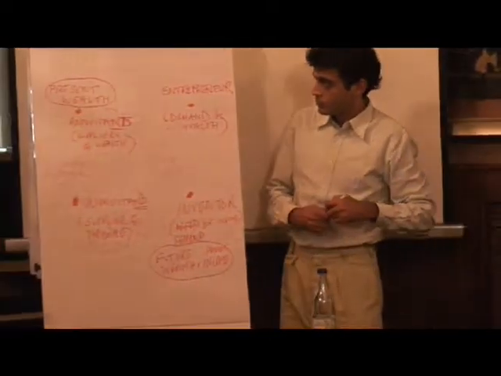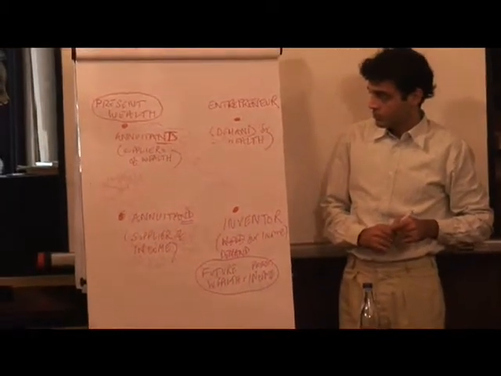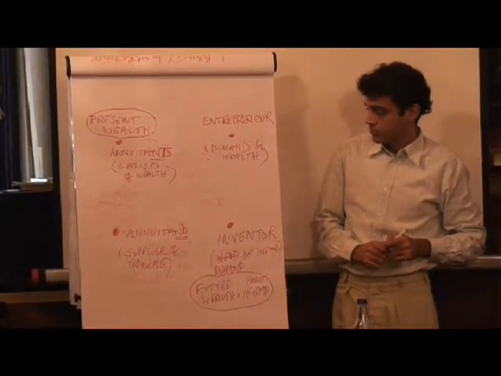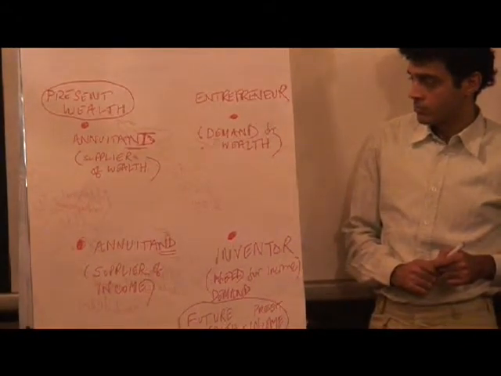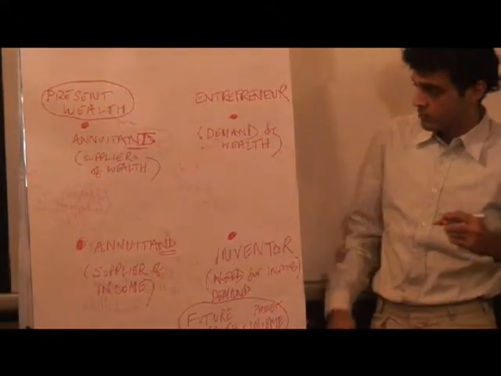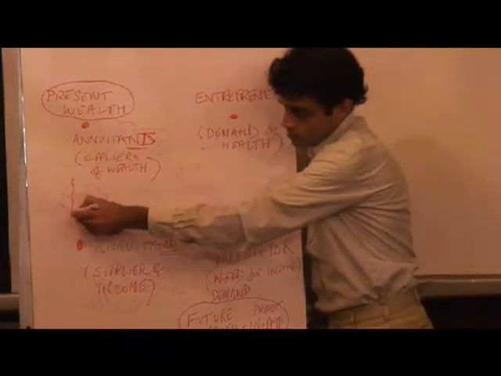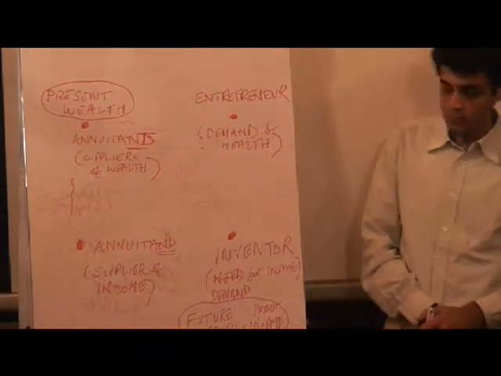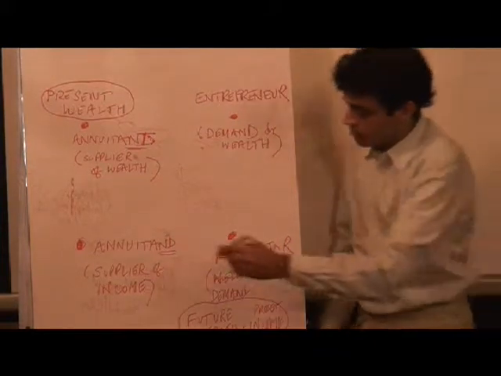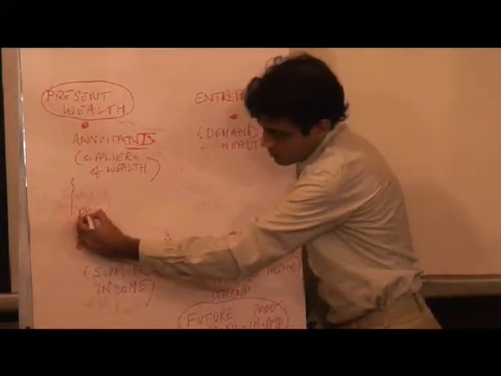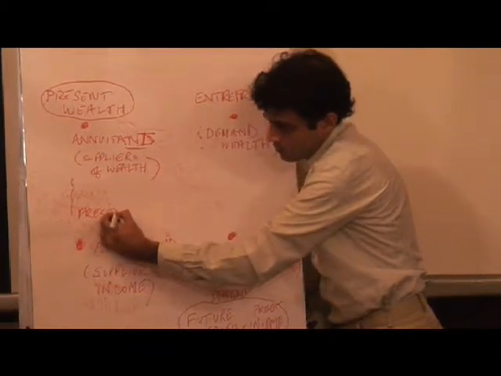So let's just take a look at what the vertical pairs would represent. If you have the annuitant and the annuitant with a D form a partnership, that's going to give you present wealth. Let's see why.